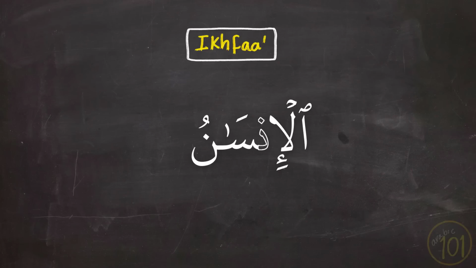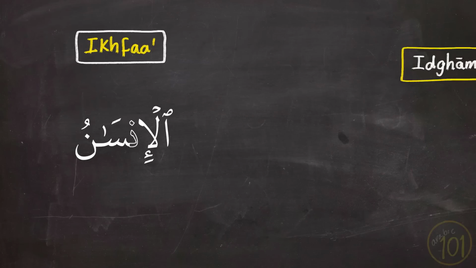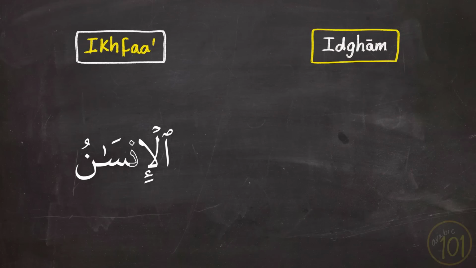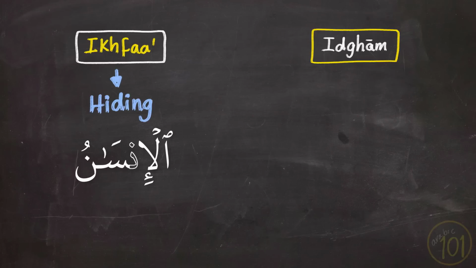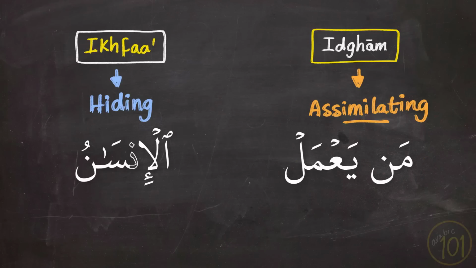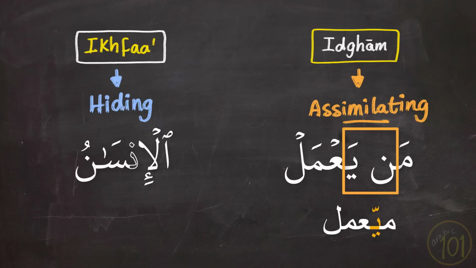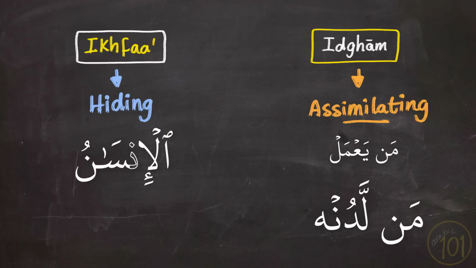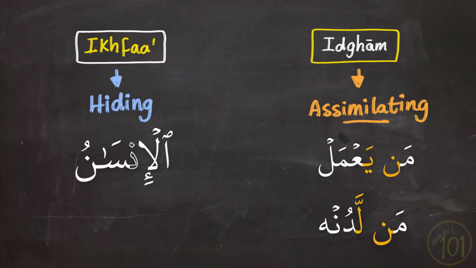And this is also the major difference between ikhfaa and idgham. Ikhfaa is hiding the nun, as we just said, but idgham is assimilating it. So you essentially mix two sounds together to make one sound. مَن يَعْمَلْ، مِن لَدُنْهُ. So the nun and the ya became one sound in the first word, and in the second, the nun and the lam.